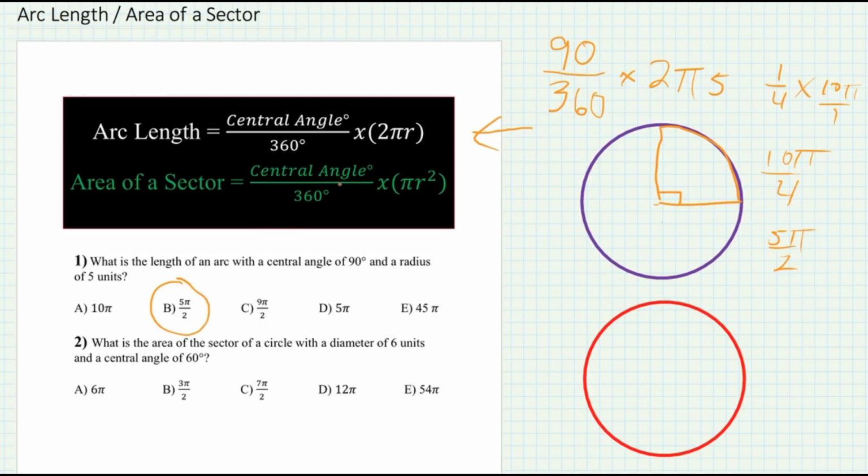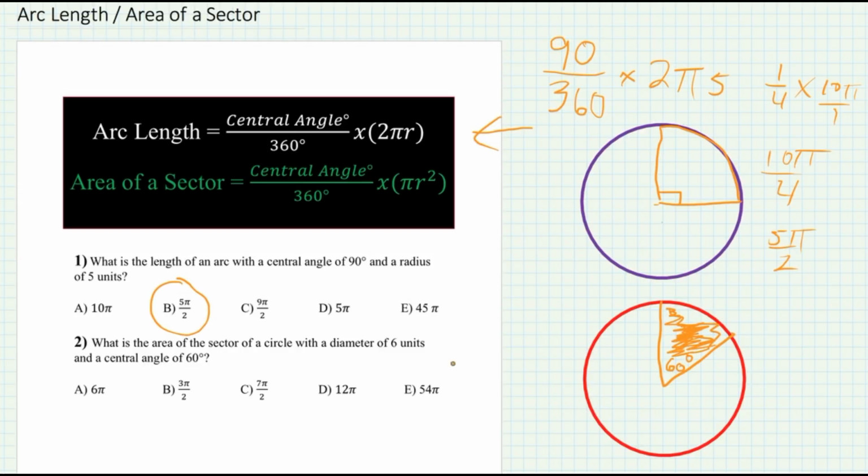Let's try number 2. What is the area of the sector of a circle with a diameter of 6 units and a central angle of 60 degrees? Let's use the second circle here on the right, the red one, and we'll draw a 60-degree central angle. Estimate approximately right there. So that means that the central angle here is 60 degrees. And we are trying to find the area of this sector, which is everything inside here.